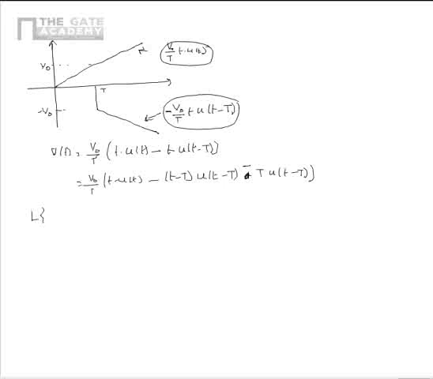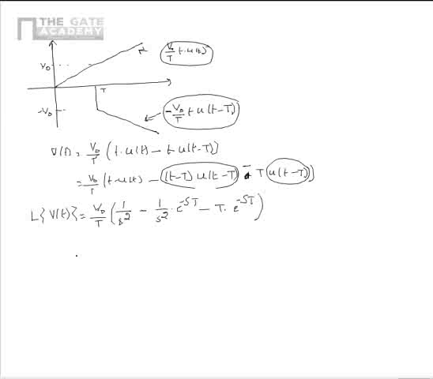So from this we can write that Laplace transform of v of t is equal to V0 by capital T multiplied by 1 by s square minus Laplace transform of (t minus T) into u of t minus T, which is equal to 1 by s square multiplied by e power minus sT, minus T multiplied by Laplace transform of u of t minus T, which is equal to e power minus sT. So this is the Laplace transform of given v of t.